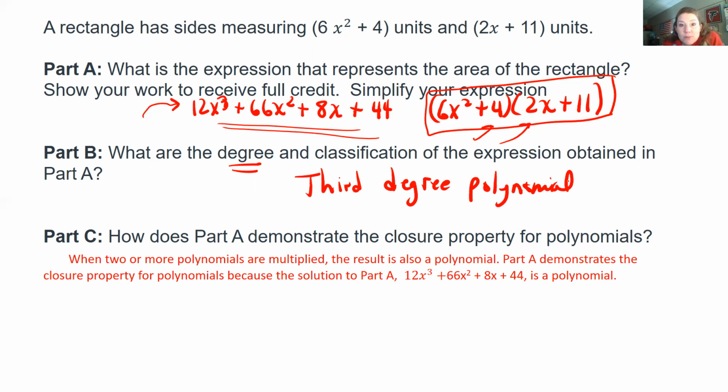So once again, guess what? I'm giving you an answer. How does part A demonstrate the closure property for polynomials? The answer is, when 2 or more polynomials are multiplied, the result is also a polynomial. Part A demonstrates the closure property for polynomials because the solution to part A is a polynomial. Now, the only one that we don't have a closure property for is division, but that's not on your test. That particular question isn't on your test.